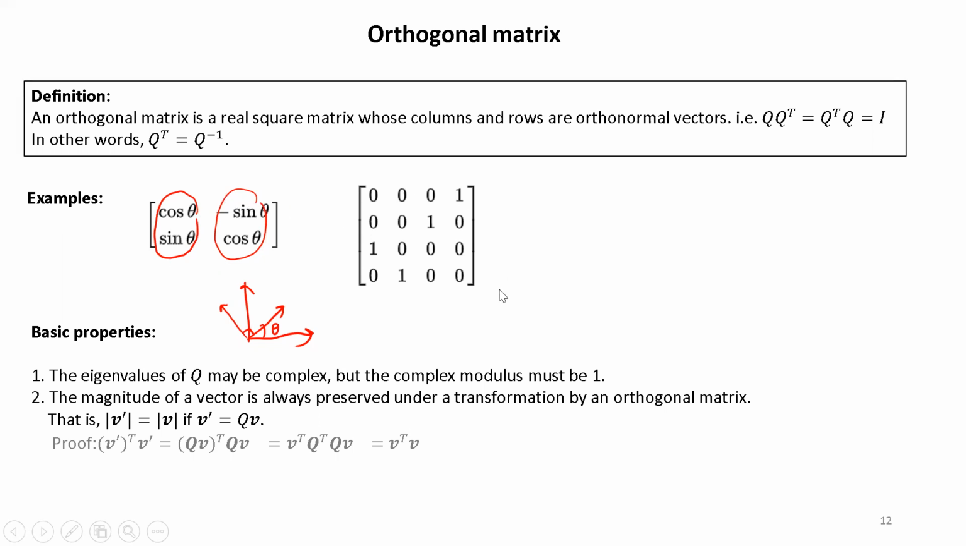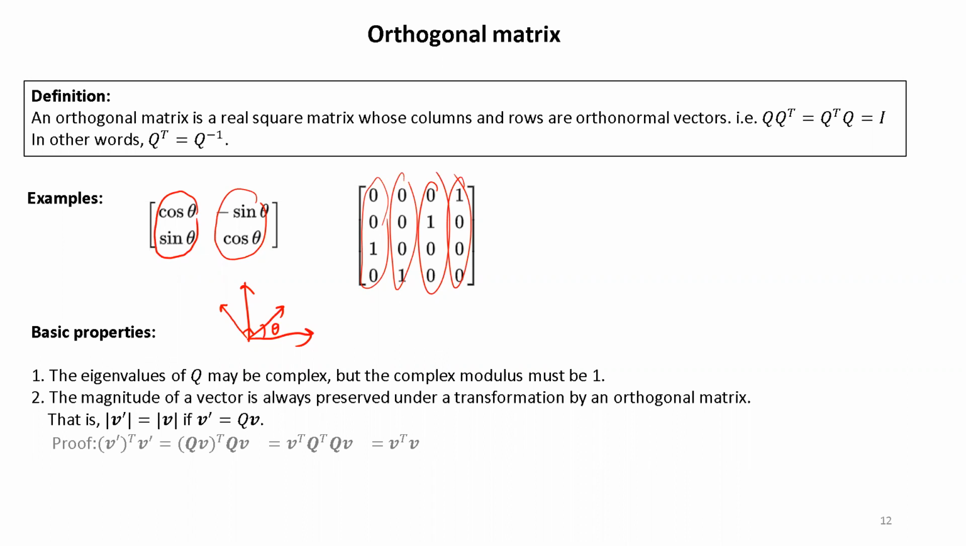Then the other example is 4 by 4. This is also quite obvious. You can clearly see this one, this one, this one, this one. You can see immediately that they form an orthonormal basis in a 4-dimensional space.